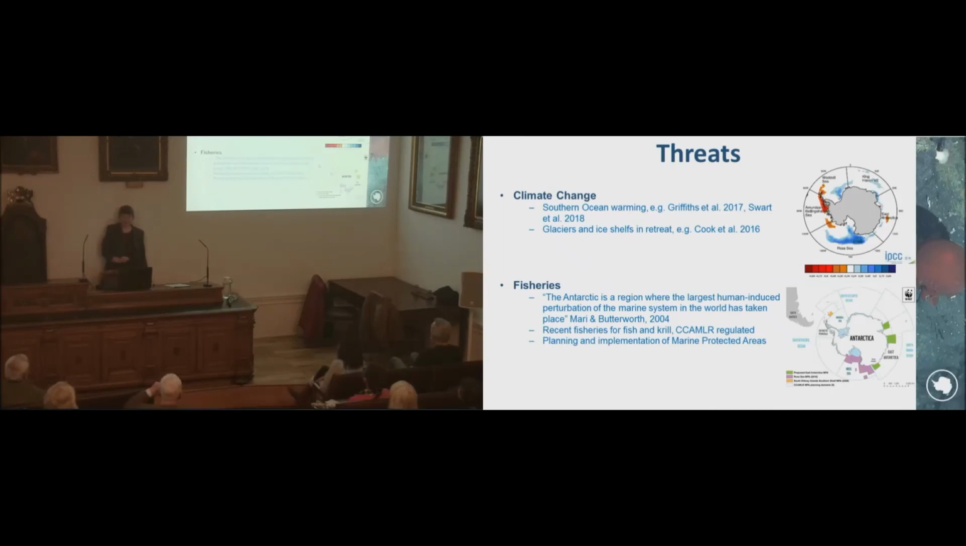In 2004, Murray and Butterworth said the Antarctic region is the region where the largest human-induced perturbation of the marine system in the world has taken place. In general, we think the Antarctic is this pristine continent and nobody has been there. But we only need to go back 100 years with all the whaling and all the sealing. Because through taking millions of whales out, the whole ecosystem has changed. And then we have the recent fisheries for krill and fish, which is CCAMLR regulated. And through that, we also plan with the fisheries to implement marine protected areas.